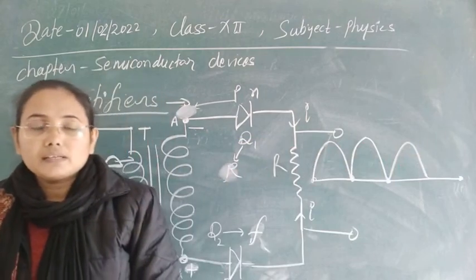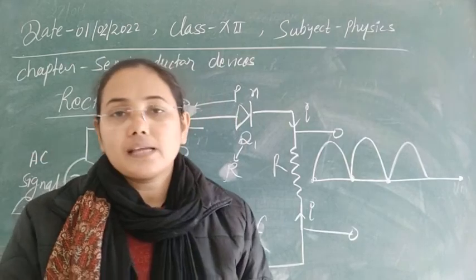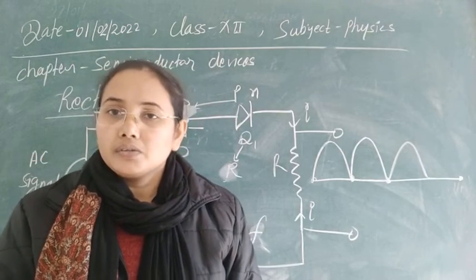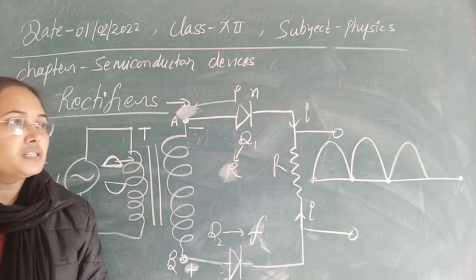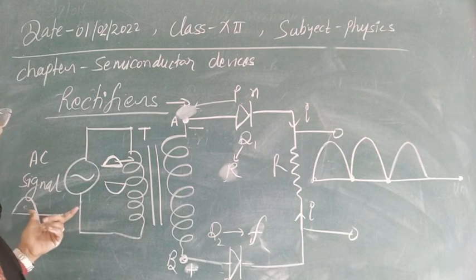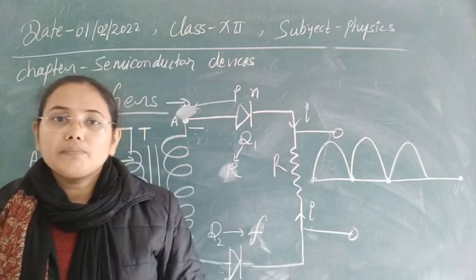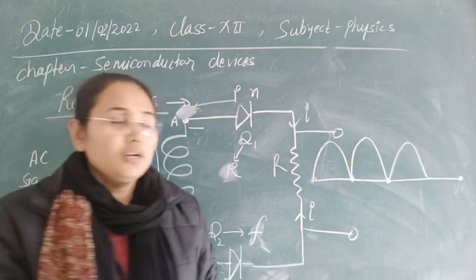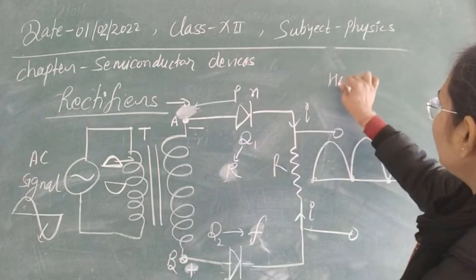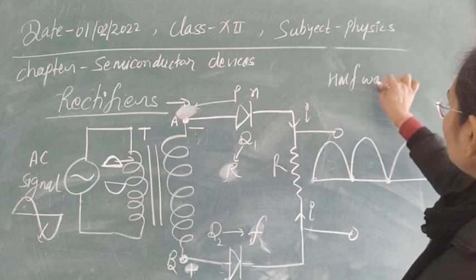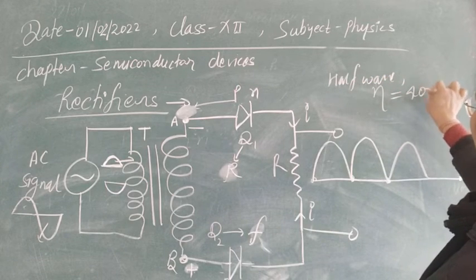Next, an important factor in rectifiers is the efficiency of the rectifier. Efficiency is the output power of the signal obtained relative to the input power, meaning how much percentage of the input we are getting in the output. For the first case, the half wave rectifier, the efficiency is obtained as only 40.6%.